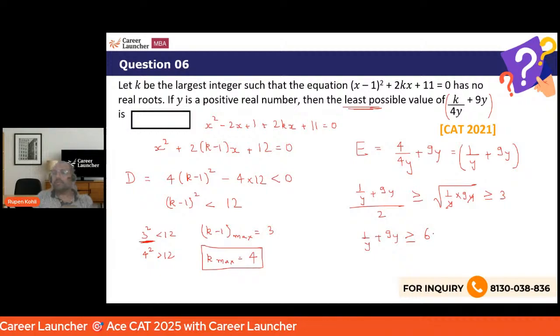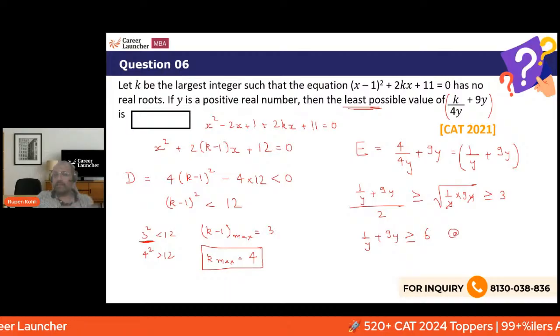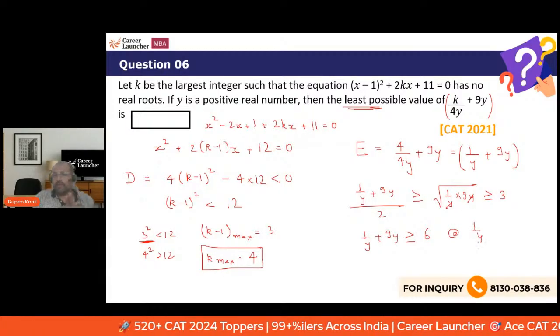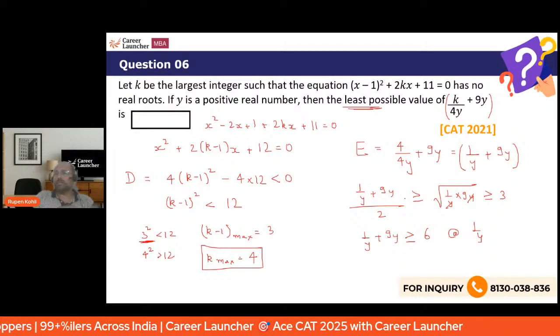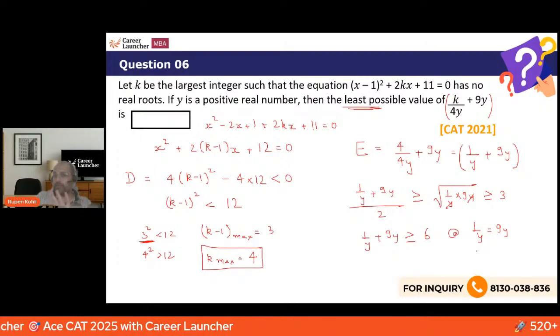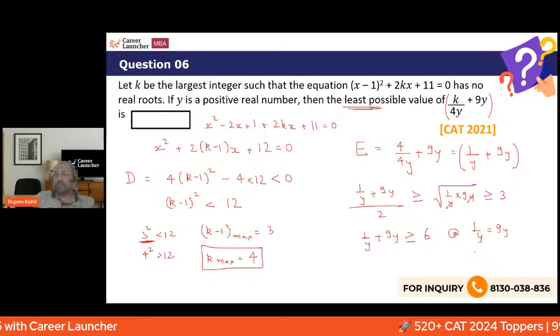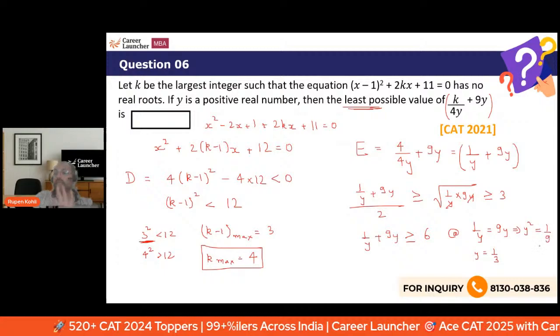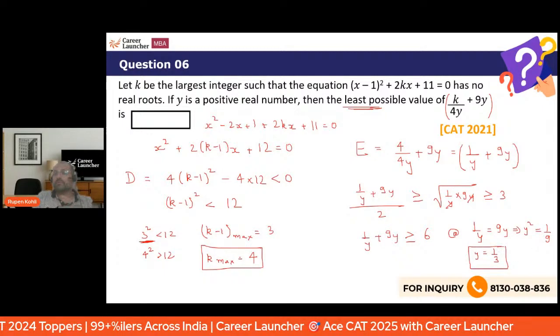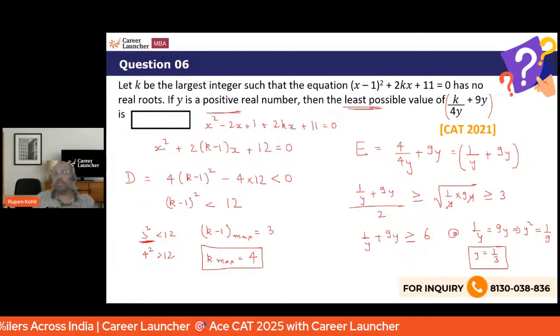And this value of 6 occurs when 1 by y equals 9y. The AM-GM inequality says that equality holds when the expressions are equal to each other. Remember, y is positive. So y square comes to be 1 by 9, or y is 1 by 3. Since y is positive, we will take the positive value, not the negative value.